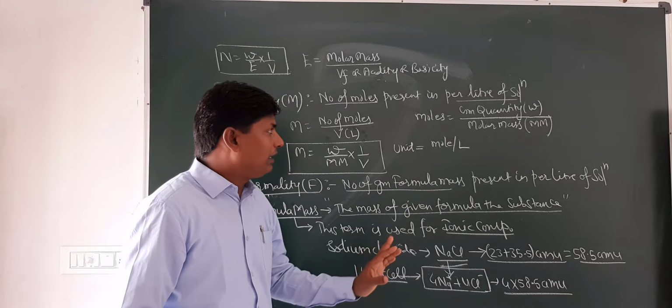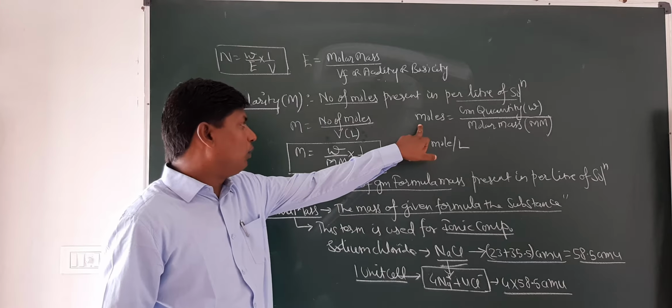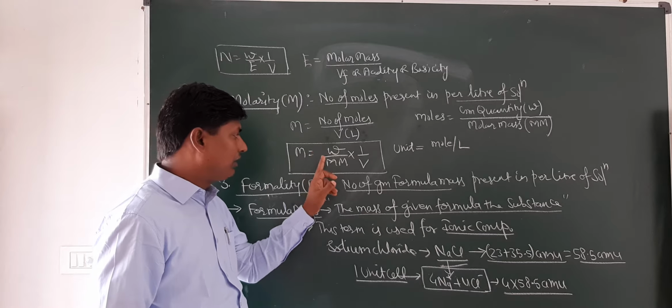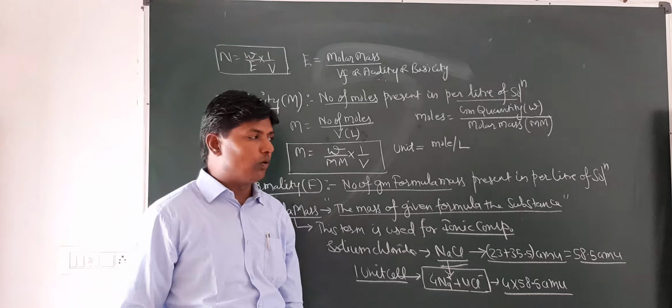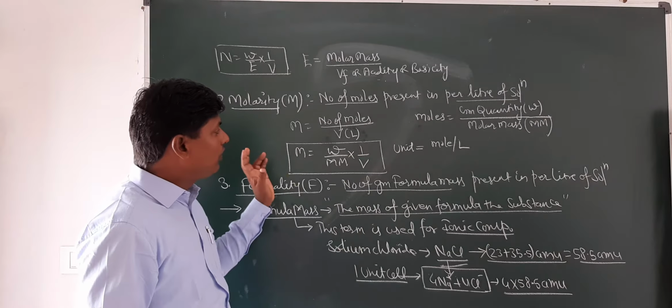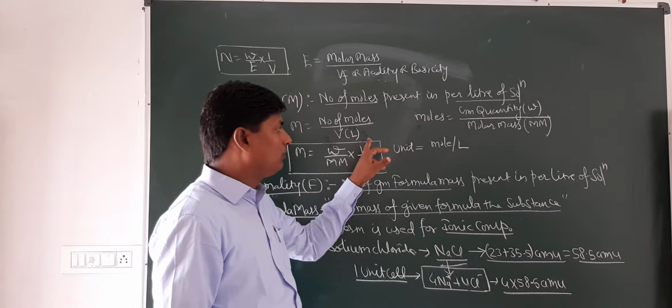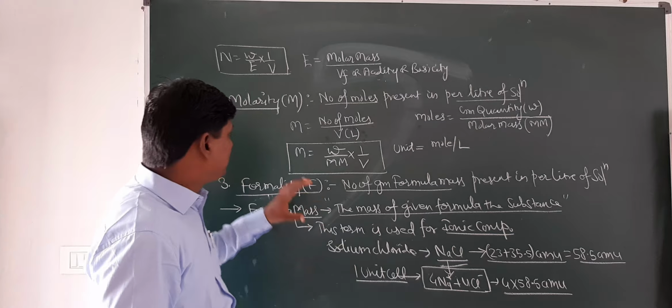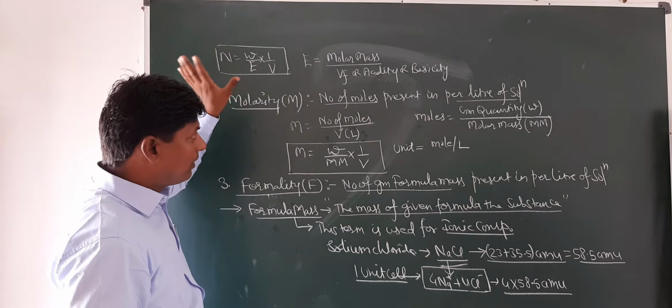So if I put the value of moles in this formula, then I will receive: molarity is equal to gram quantity divided by molar mass into 1 upon V. So this is the formula of molarity. And its unit will be what? Moles divided by volume, so its unit will be mole per liter. So this is the molarity, and that was normality.